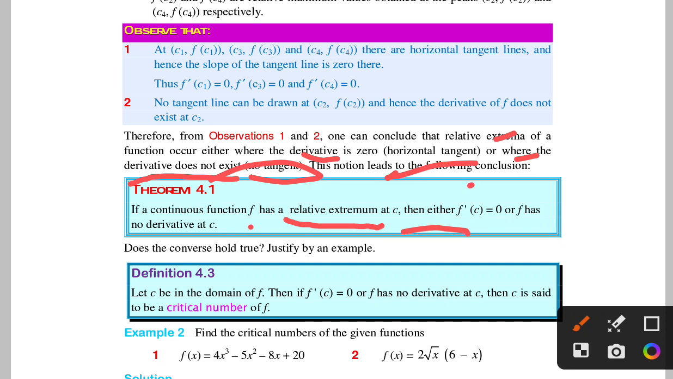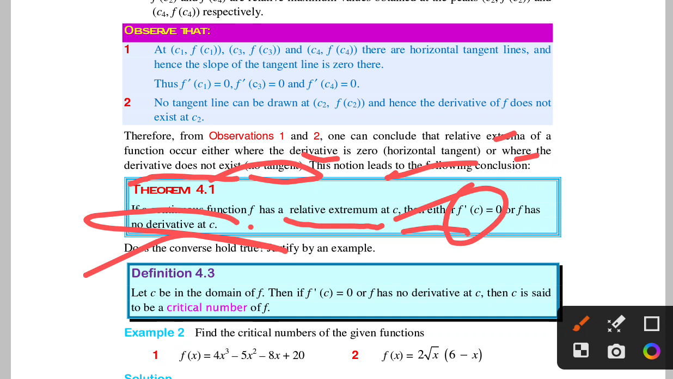If a function f has a relative extremum at c, then either the derivative exists and f prime of c equals 0, or f doesn't have a derivative at c, and there is a relative extremum.